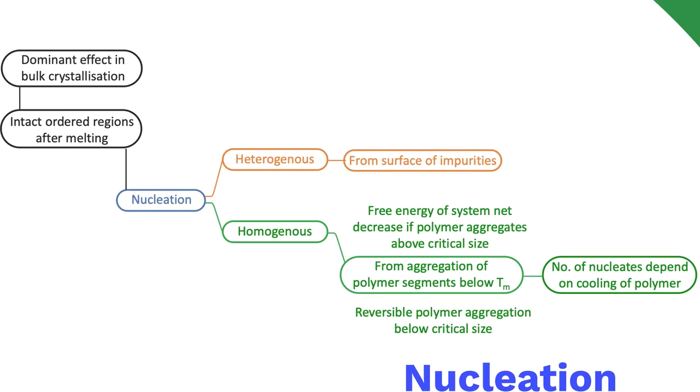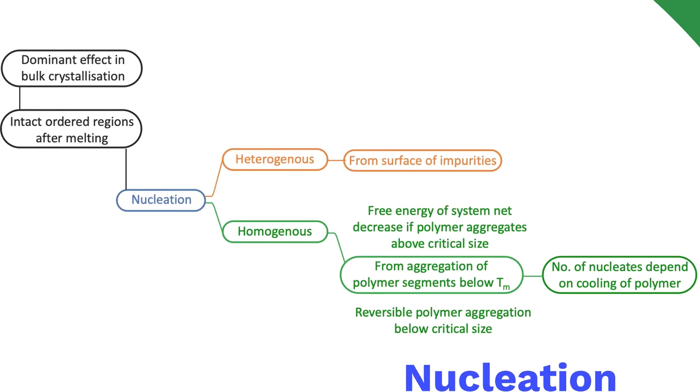The number of nucleates depends on the cooling rate of your polymer. If it's slow, you have fewer nucleates. If it's quick, you have more nucleates. When polymer aggregation is below a critical size, it is reversible. Above this critical size, the free energy of the system will undergo a net decrease.